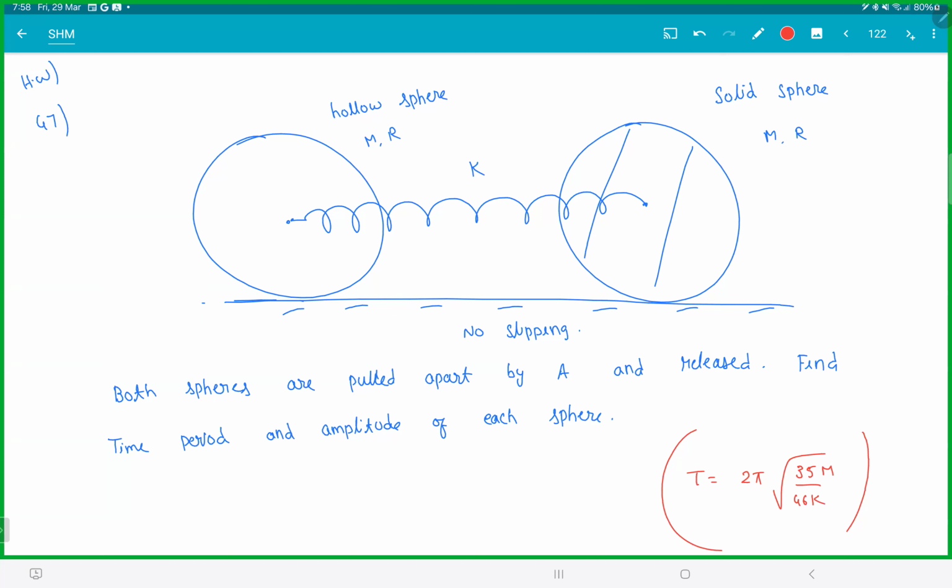After this, we'll start off with properties of matter. That is done, right? Properties of matter, yes, going on. So we'll finish our properties of matter after that. And then we will go for gravitation.